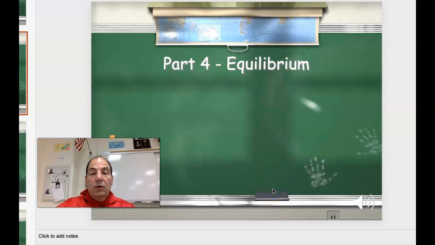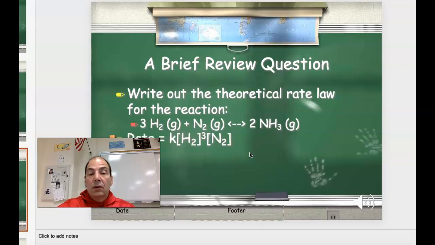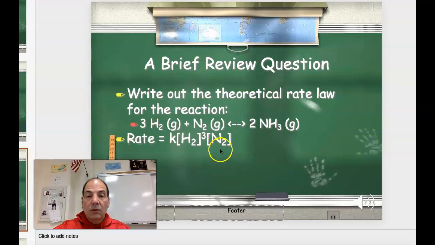So let's talk about what equilibrium is all about. To get into that, though, let's review rate laws for a moment. Here's a reaction between hydrogen and nitrogen to make ammonia. Write out the theoretical rate law. Rate laws always take the form of rate equals a constant we call K times the concentration of reactants. So we should end up with something like this: rate equals K times the concentration of hydrogen cubed times the concentration of nitrogen to the first order, right?